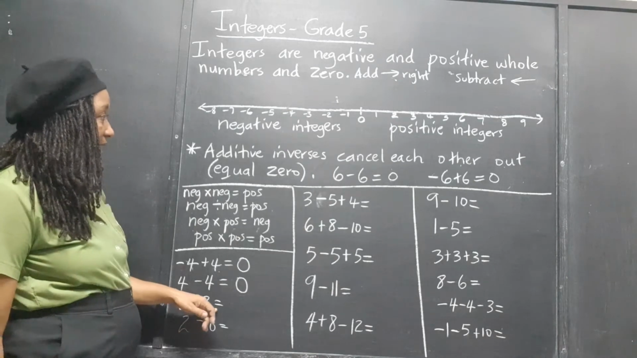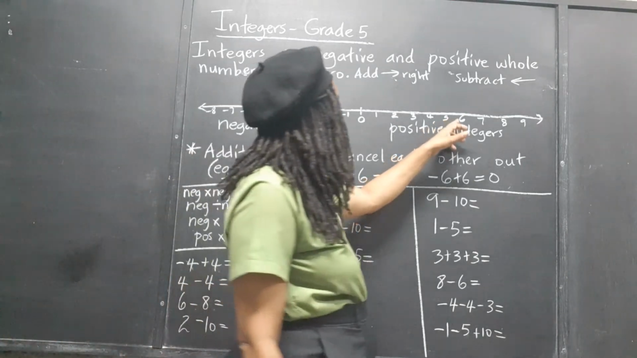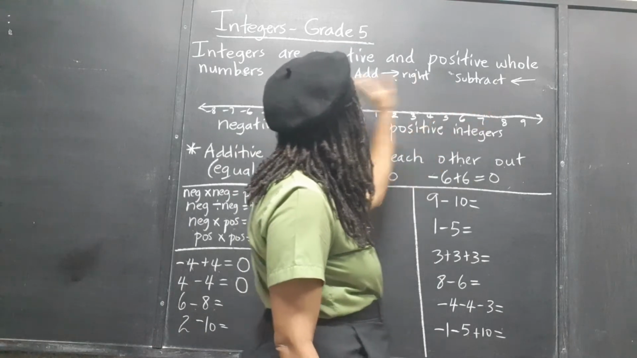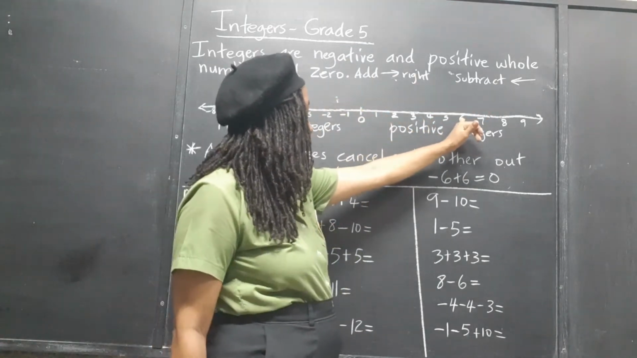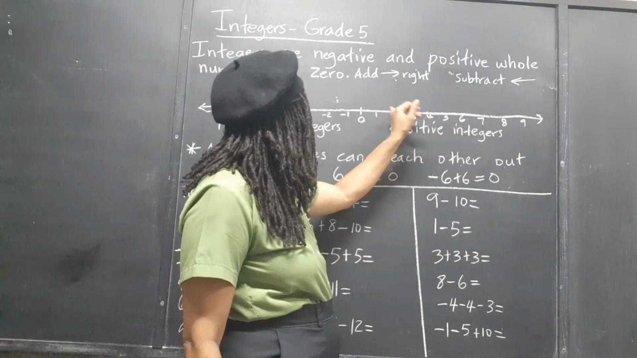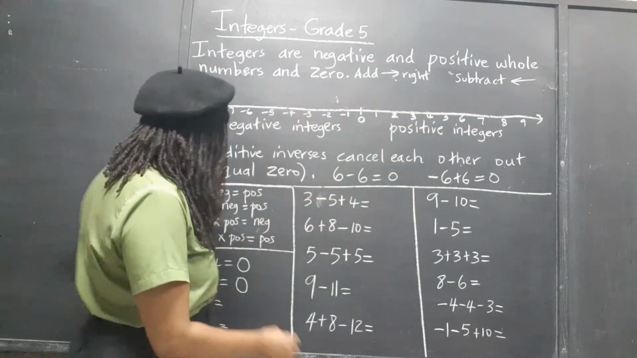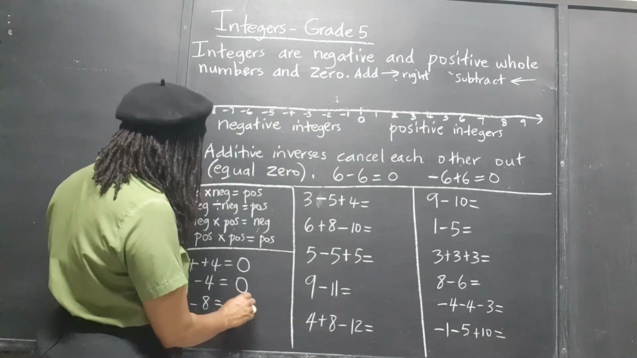6 take away 8. So if we start at 6 and to subtract we move to the left. So 6 take away 8. 1, 2, 3, 4, 5, 6, 7, 8. That takes us to negative 2.